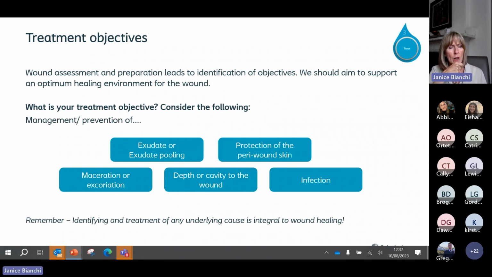And these are the things that we're looking for in the treatment objectives. We want to prevent exudate from pooling in the wound. We want to remove all of that chronic wound exudate from the wound bed. We want to protect the peri-wound skin from exudate which will cause maceration or excoriation. We need to think about the depth of the wound, how deep is it, and do we need to make sure that the wound dressing is getting right down to the base of the wound, and we need to think about infection. So identifying and treating any of these underlying causes is integral to what we're going to do with wound healing and creating that optimum environment for healing.